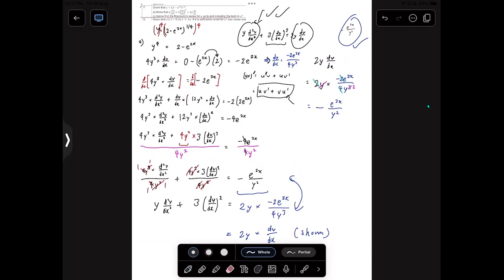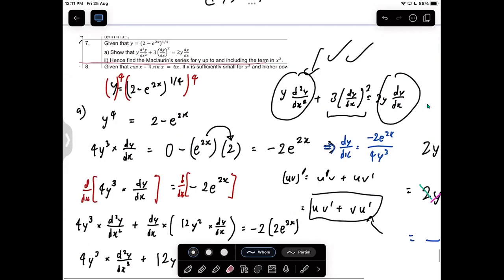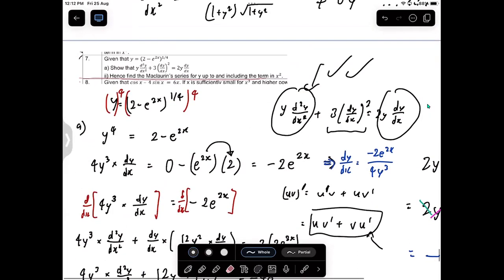All right. And let's summarize our findings because in part 2 we need to find the Maclaurin series for y up to and including the term in x power 2. So here, if it's up to x power 2, we only need up to which derivative? 2, so we go up to d what by d what?